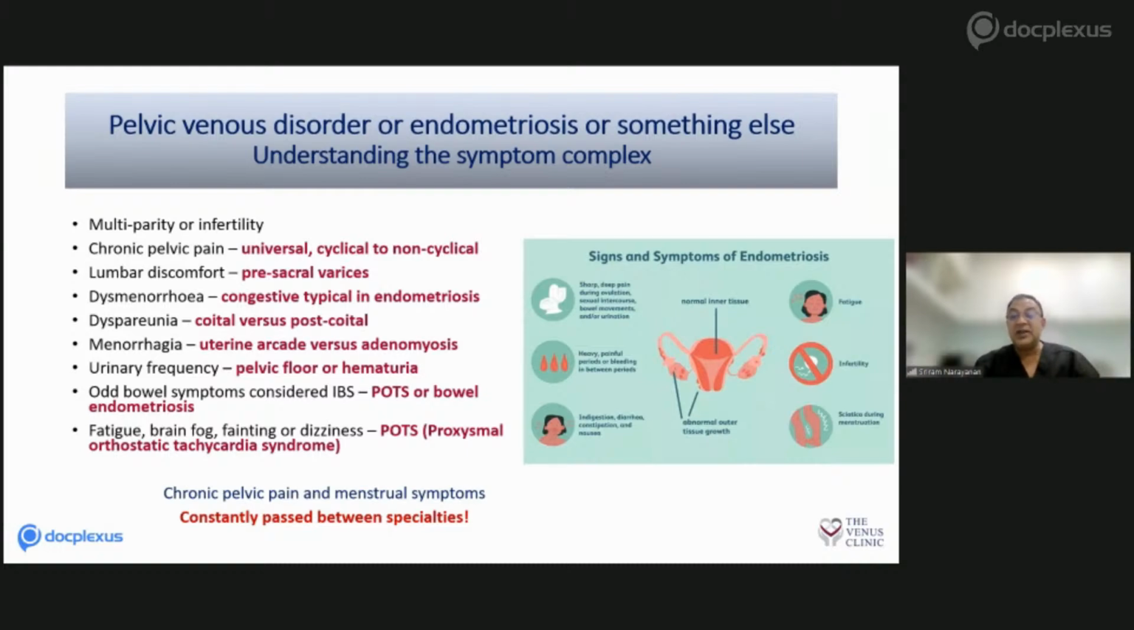So chronic pain and menstrual symptoms seem like a sort of blanket set of symptoms many women may have. But if you tease out the type of symptom it is and when it occurs, you will get a fairly good idea. Are they down the endometriosis route, in which case it's a gynecological diagnosis, or are they down the pelvic venous disorders route, in which case it's more a vascular diagnosis?